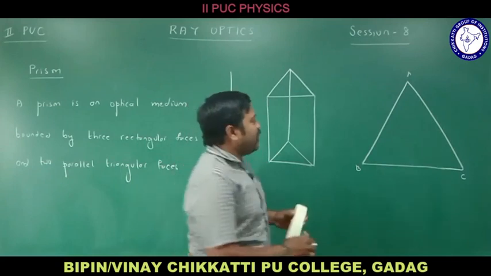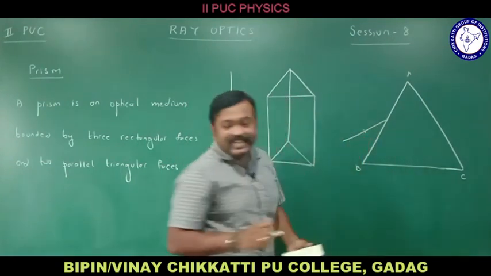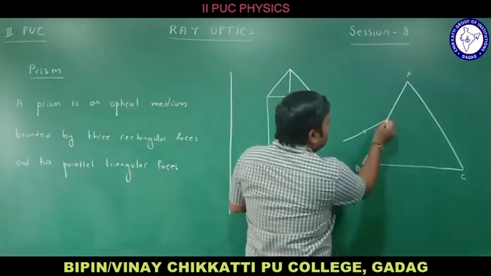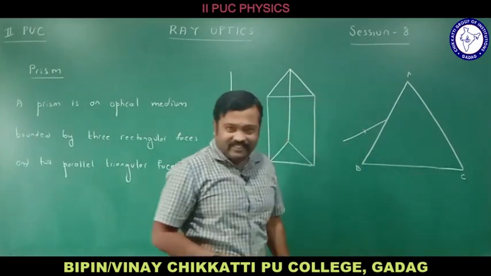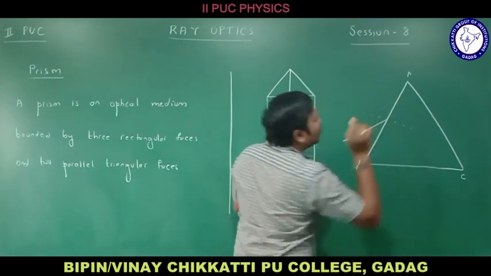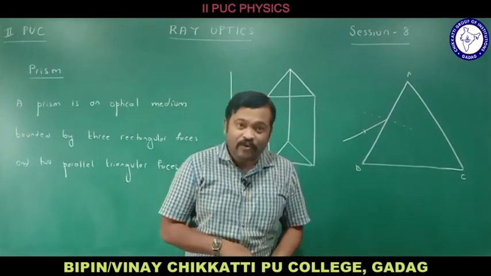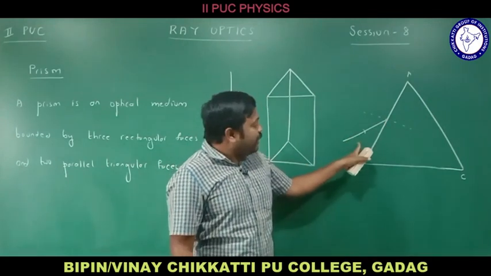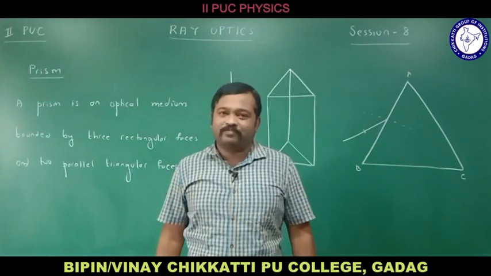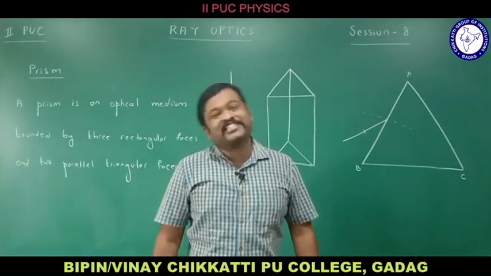If a ray of light is incident at this point, let me call this the incident ray. Where is the normal? Normal is a line drawn at the point of incidence. Since it is a plane surface, we take a perpendicular line. This line is called the normal. Now, the ray of light enters from air to glass. It is moving from rarer medium to denser medium. So what happens when a ray of light moves from rarer medium to denser medium? It bends towards the normal.